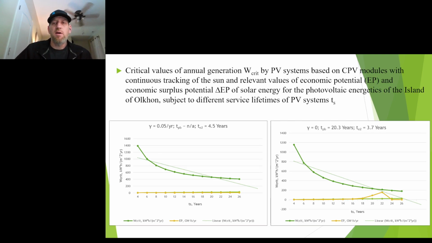This second set of graphs shows critical values of annual generation by PV systems based on CPV modules, with continuous tracking of the sun, and relevant values of economic potential and economic surplus potential, or delta EP, of solar energy for the photovoltaic energetics of the island of Olcon, subject to different service lifetimes of the PV systems.